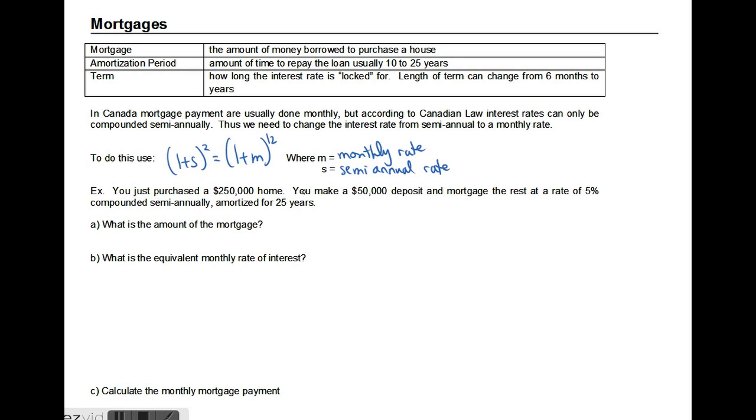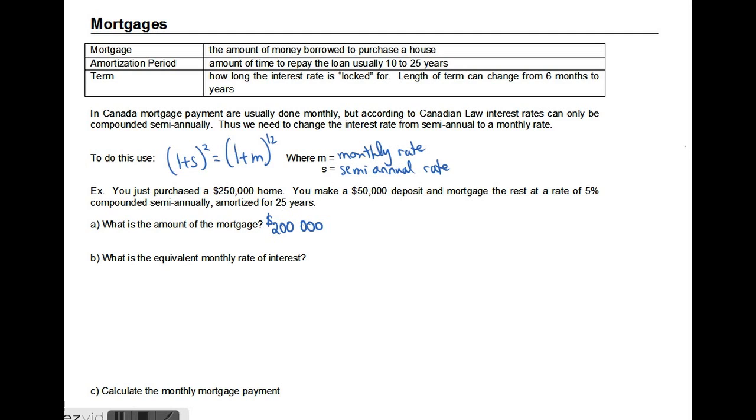Remember, in the question, you're always given annual rates, so you have to convert it to semi-annual before you proceed. So here's the example we're going to work through. You just purchased a $250,000 home. You make a $50,000 deposit and mortgage the rest at the rate of 5% compounded semi-annually and amortized for 25 years. Part A, what is the amount of the mortgage? We subtract the $50,000 from the original purchase price, so we have $200,000 that we borrow from the bank.